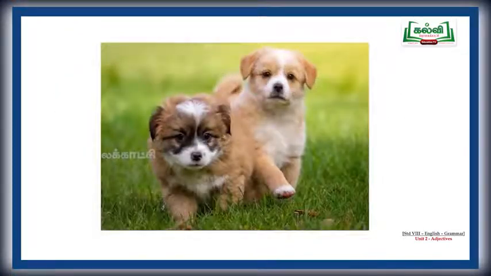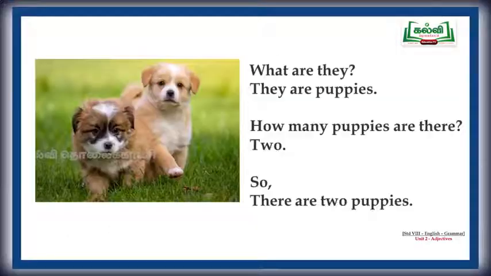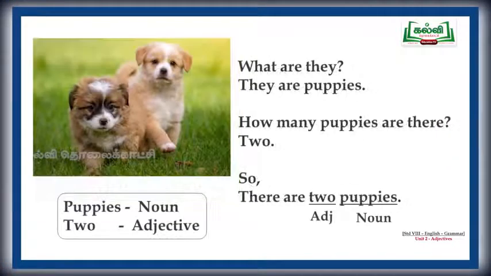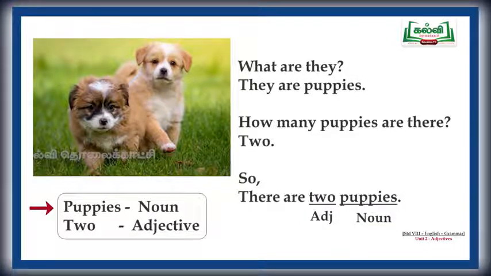Now, look at this picture. What are they? Yes, very good. They are puppies. They are very cute, aren't they? Do you love puppies? I love puppies very much. How many puppies are there in this picture? Yes, 2 puppies. Here, puppies is a noun, a naming word. And one more thing, we have 2. This 2 modifies the noun puppies. So, 2 is the adjective here. Puppies is a noun and 2 is an adjective.